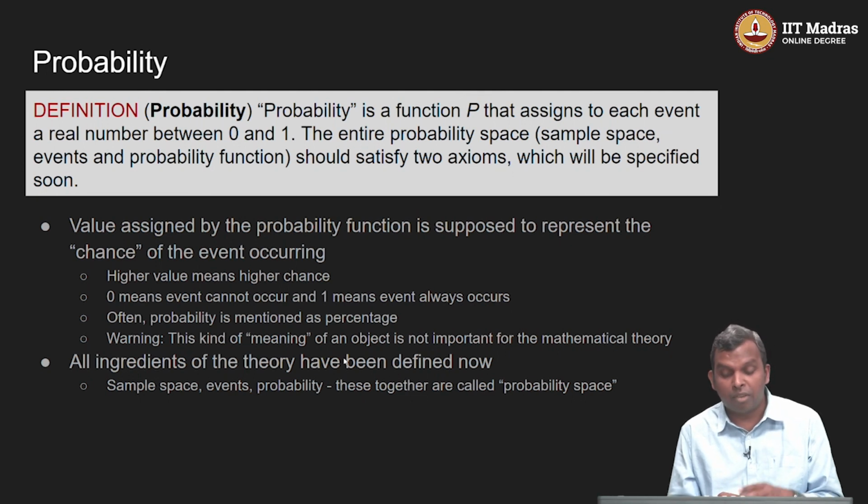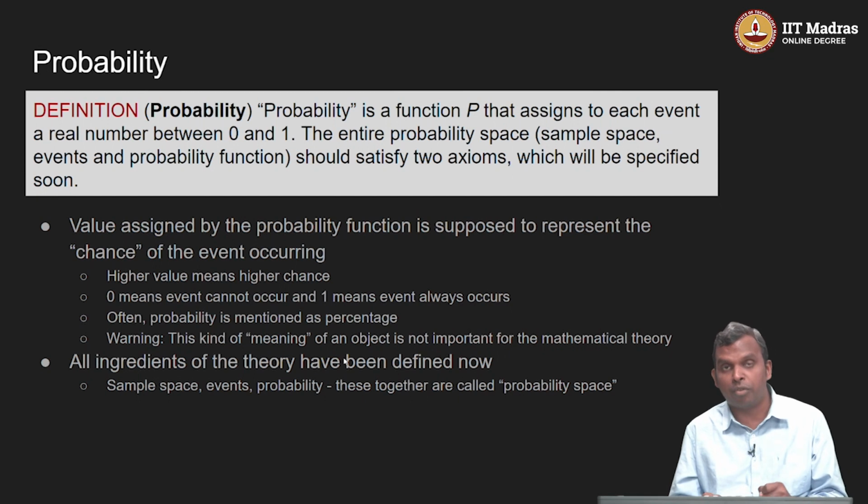Okay. The values 0 and 1 are special. If an event has a probability of occurrence 0, then it will never occur. If the event has a probability of occurrence 1, then it always occurs. Okay, so it's always true.